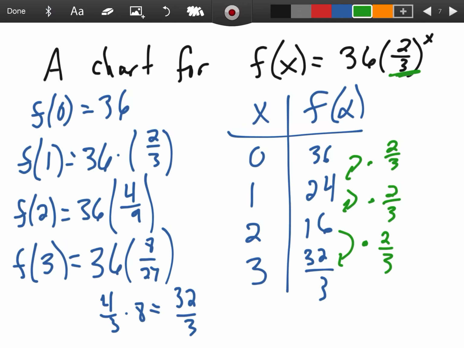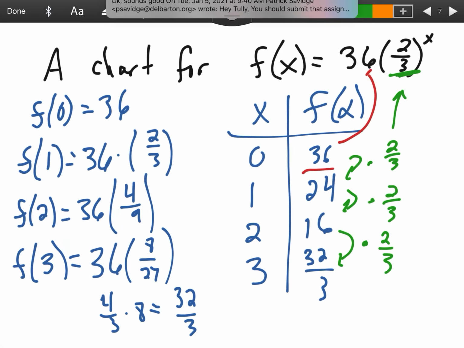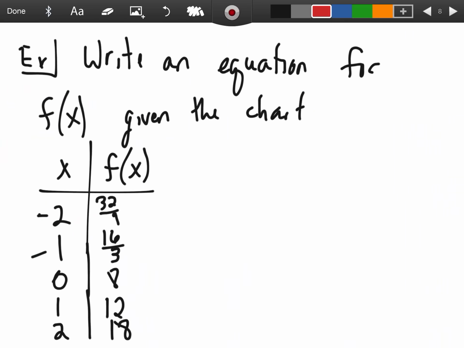So again, we can see the growth factor right here. And then we take a look at our initial value right there. All right, let's finish it out with this example where we are going to write an equation for f of x given its chart. Well, we know f of x is equal to a times b to the x. All right, that's a multiplication right there.